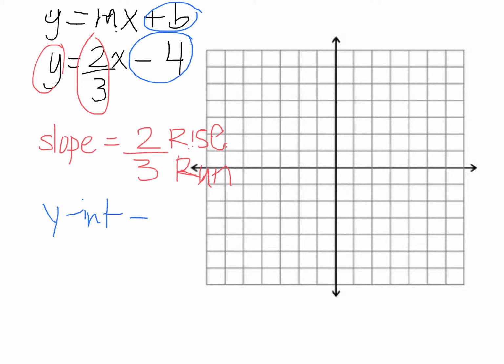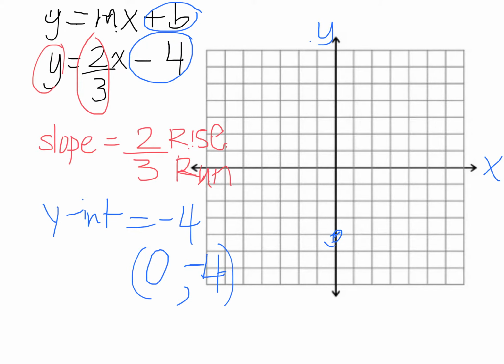So what is one point on this line that you know automatically because you know the y-intercept? -4. What's the coordinate? How do I write it as a coordinate? 0, -4. So I want you to plot that point on your graph. On the y-axis, you know that the line is going to hit the y-axis at 1, 2, 3, -4.